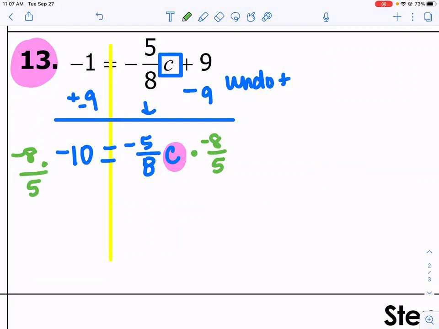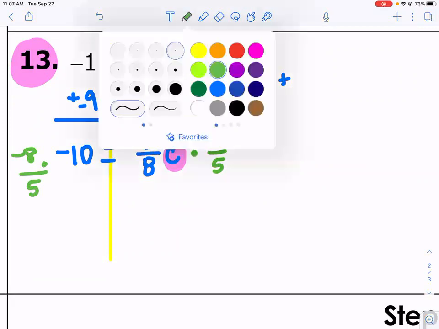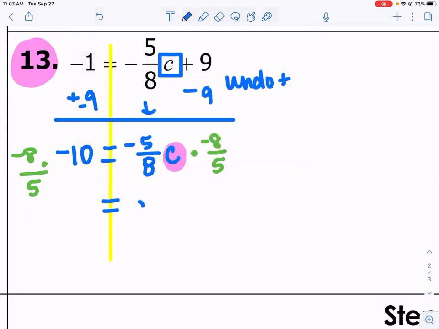Okay. -5/8 times -8/5. Those are reciprocals, so they cancel out. That's the whole point. Okay. I'm gonna go ahead and put -10/1 so we can see the fraction. We have -8 times -10. And we have 5 times 1. Corin, what's 80 divided by 5?